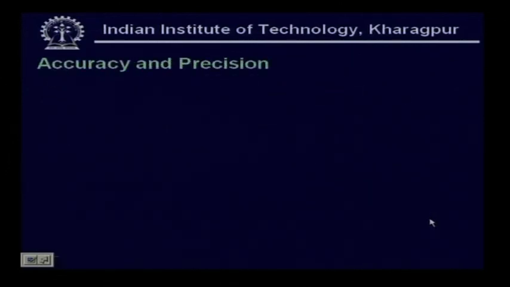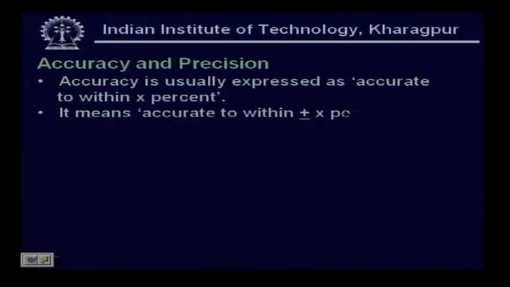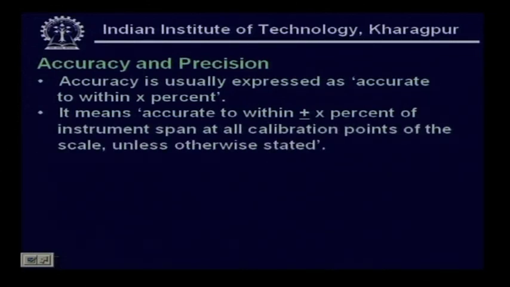Now accuracy actually means accuracy and precision. Accuracy is usually expressed as accurate to within x%. Accuracy and accurate are slightly different. We usually do not like it if somebody uses the same word in the definition itself, but these two are different. So accuracy is usually expressed as accurate to within x%. It means accurate to within plus minus x% of the instrument span at all calibration points of the scale unless otherwise stated.